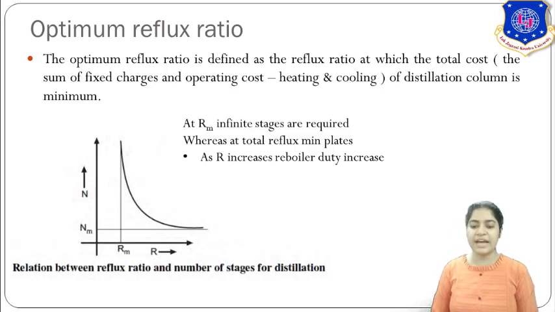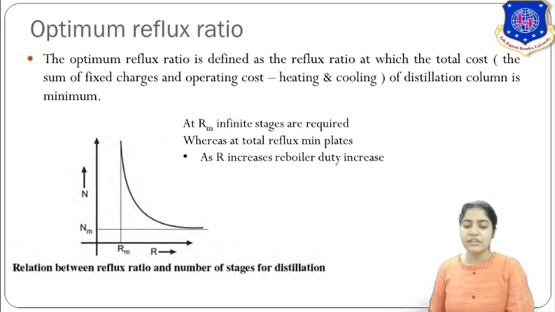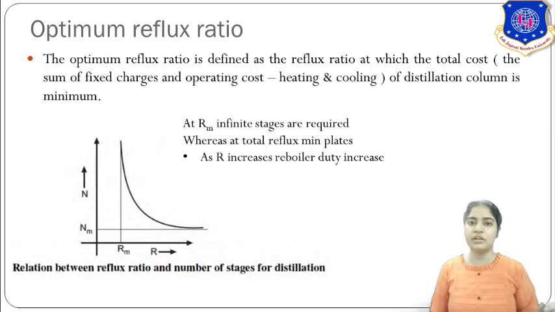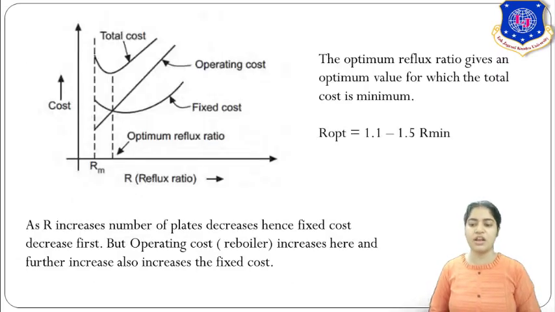Now here you can see that at Rm, infinite stages are required. What is Rm? At minimum reflux ratio, the number of stages N is maximum, infinite. Now as you increase the reflux ratio up to infinity, you can see that your number of plates decreases. So that is the relation between reflux ratio and number of stages for a distillation column.